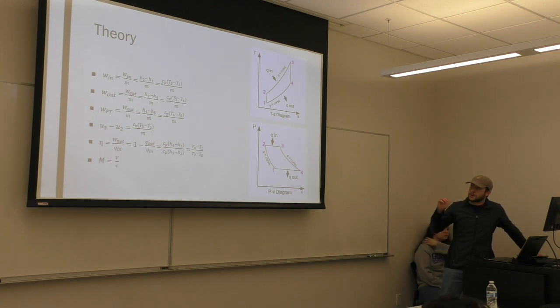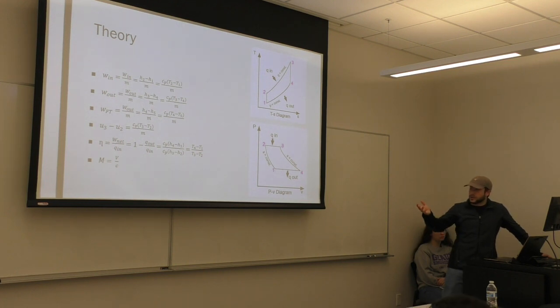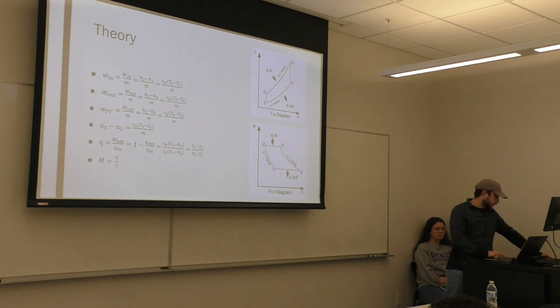And then the specific work for the free turbine that I showed you earlier is the same thing but from T4 to T5. And then you can find the engine efficiency by doing 1 minus the Q out over Q in, which is shown there. It should be broken down to (T4 minus T1) over (T3 minus T2). And the Mach number shown here is just the velocity over the speed of sound, V over C.